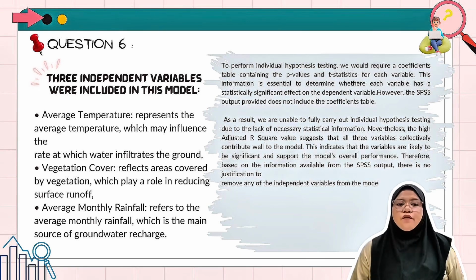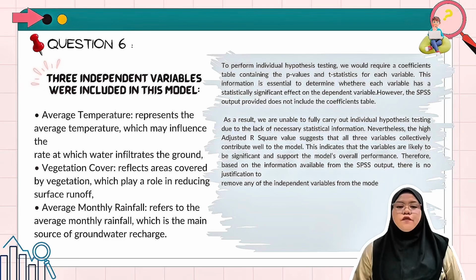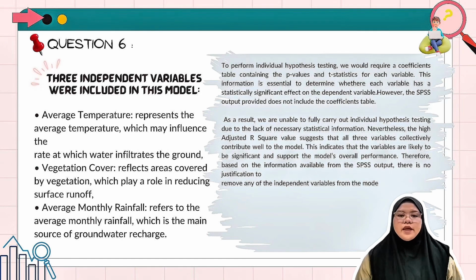Due to this lack of information, individual hypothesis testing cannot be fully conducted, and any decision to remove a variable cannot be statistically supported. Nevertheless, based on the high adjusted R square, we can reasonably assume that all three independent variables contribute significantly to the model. If any of the variables were weak or irrelevant, the adjusted R square would likely be lower. In conclusion, without the p-value and t-statistic, we cannot statistically confirm whether any independent variable can be dropped. However, given the strength of the overall model, none of the independent variables should be removed at this time.